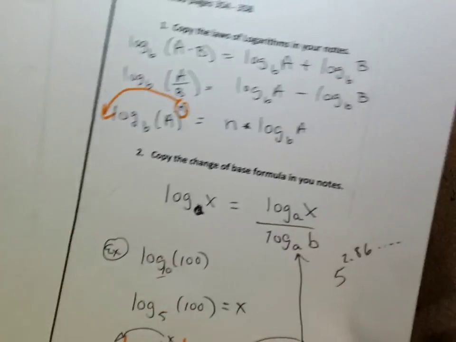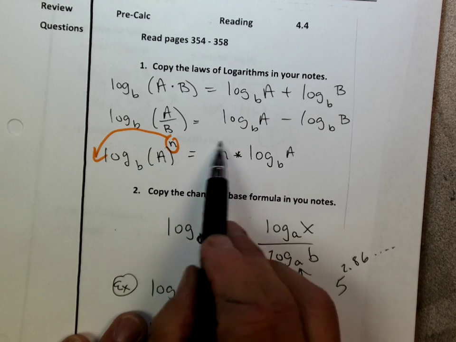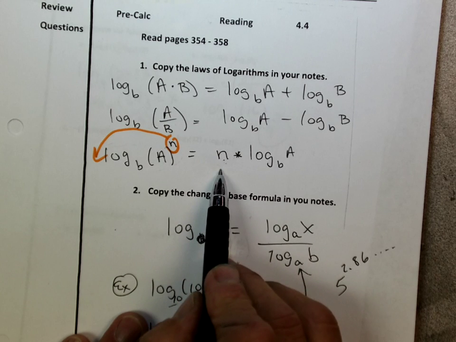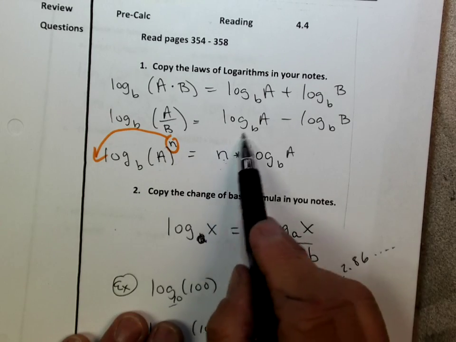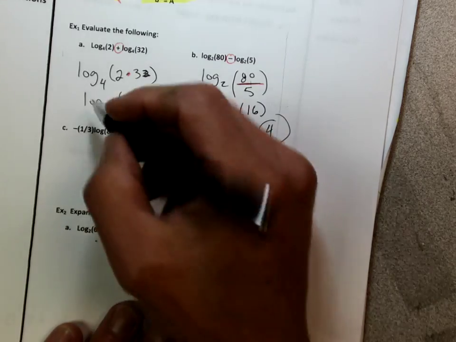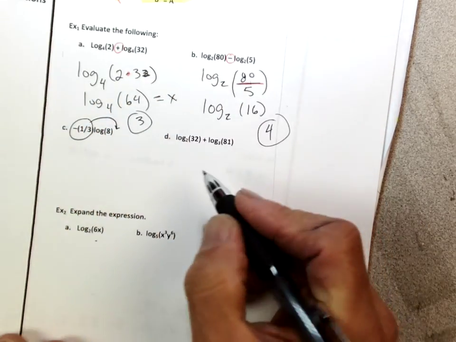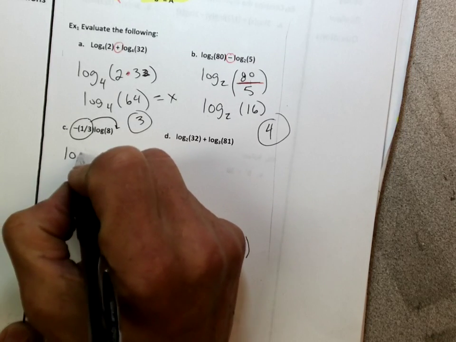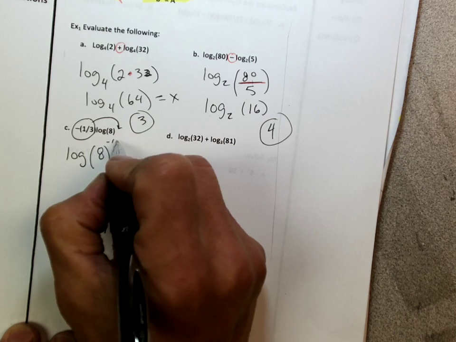Okay, C. What we're going to do on C is this. We're going to use the third rule, but we're going to go from this way to this way. So we have a number out in front. It was an exponent. It got floated down. So now I'm going to bring the exponent back up and in, okay? So I'm going to rewrite this as log of 8 to the negative 1/3.